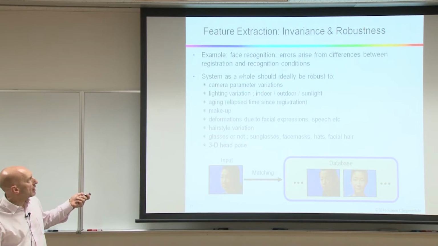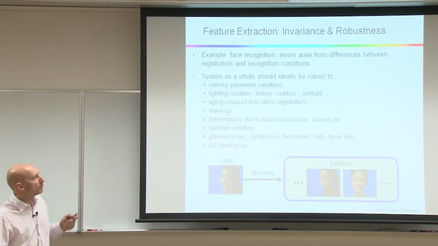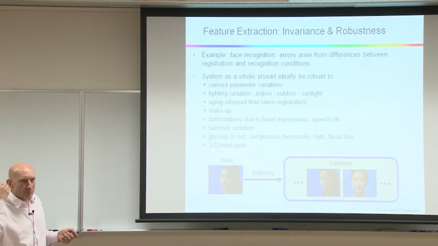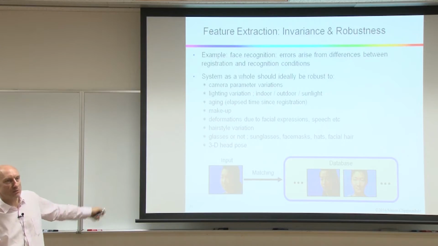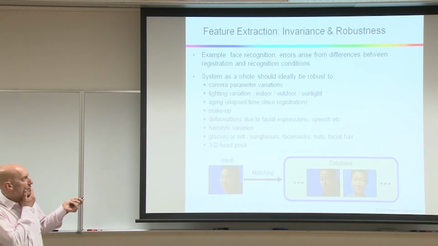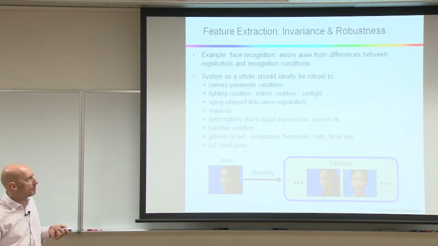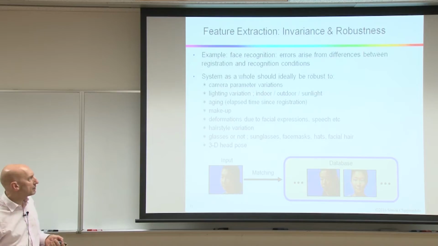Lighting variations, indoor and outdoor. Outdoor sunlight is horrible, actually, from a recognition point of view, because you get sharp shadows all over people's faces. Aging: if a long time has elapsed since you made your database, people have moved on. Makeup, deformations of the face due to facial expressions, people speaking and moving their face around, hairstyle variation, glasses or not glasses, etc., etc. People wearing hats, facial hair, surgical masks. And 3D head pose is still a difficult thing to get right.